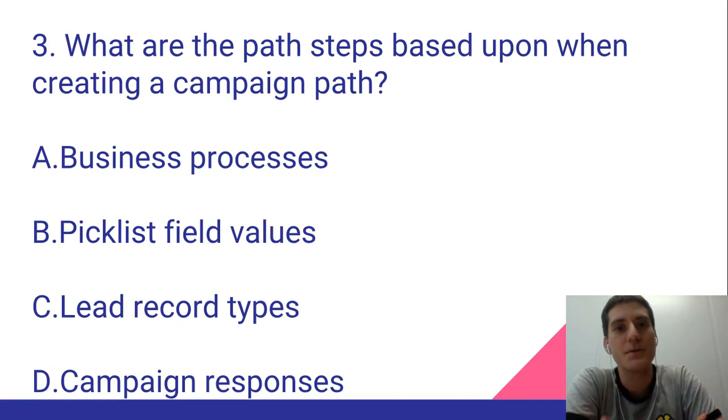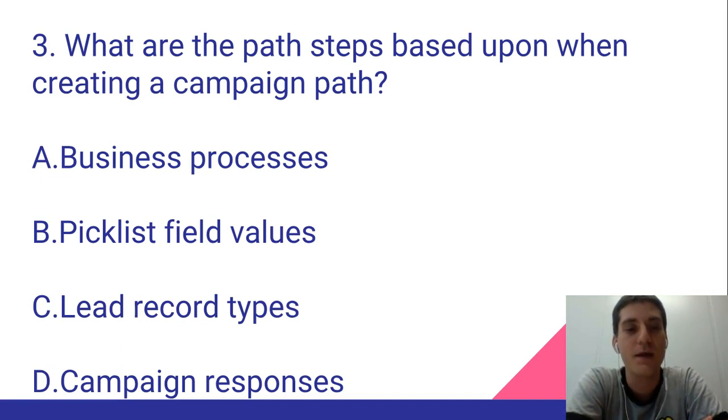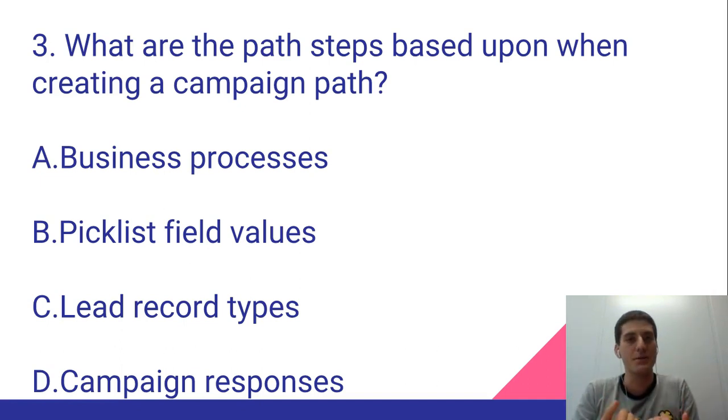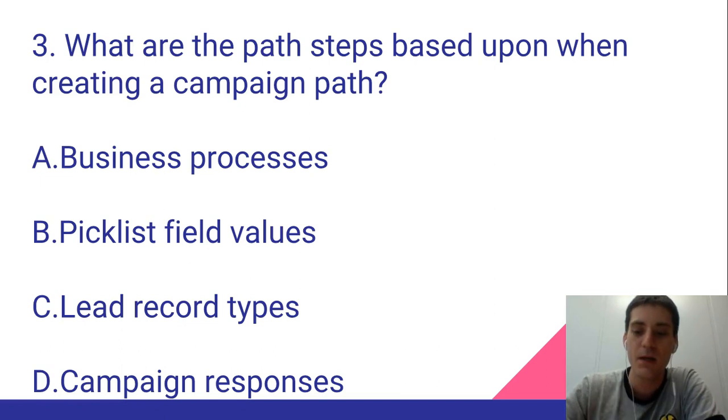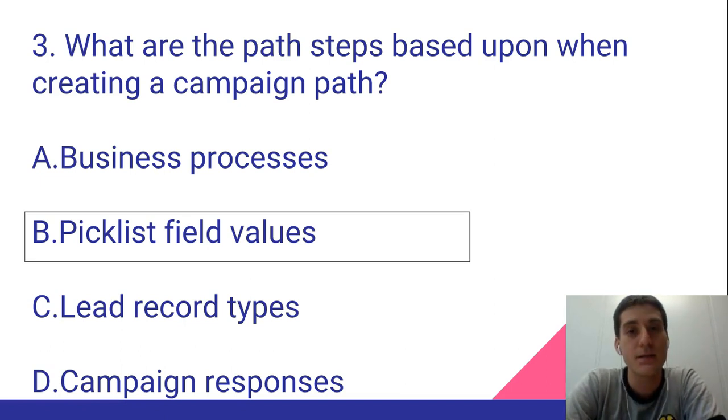Okay, so those allow you to take different directions. However, the campaign responses are internal, sort of coming towards you. When you're thinking about a path, you're going externally. Okay, so the answer in this case is A, pick list values.